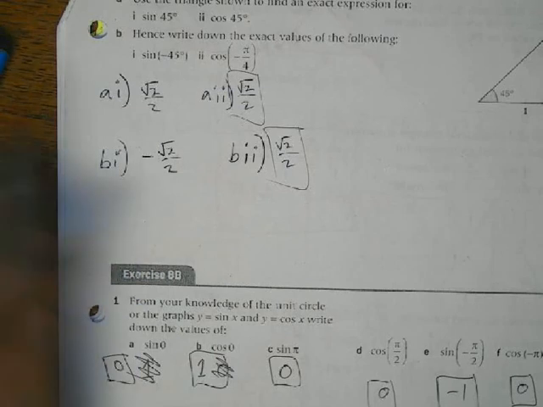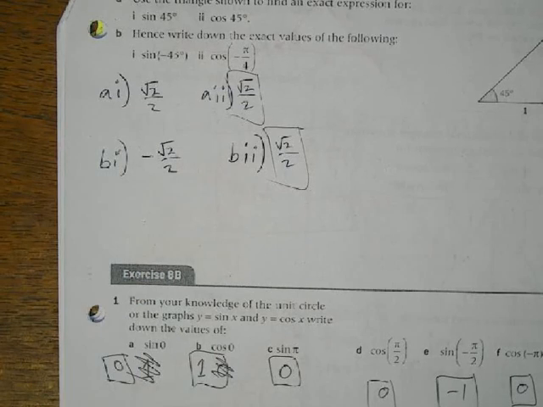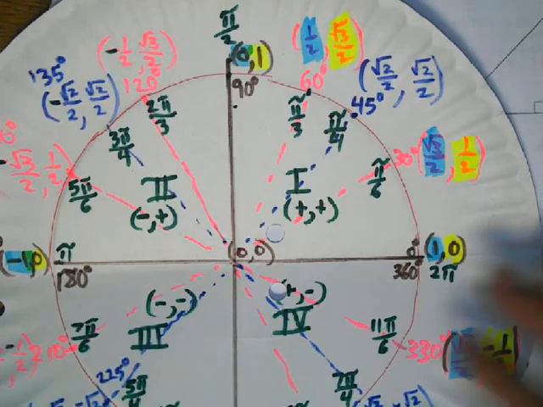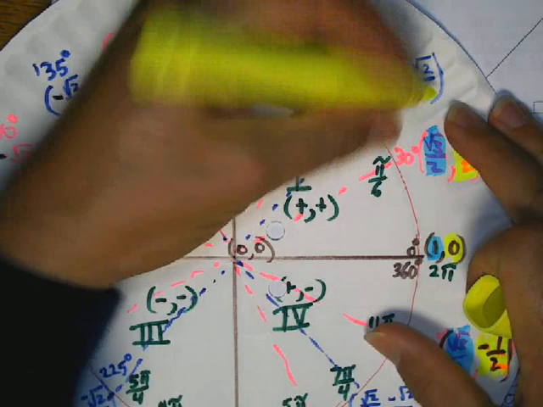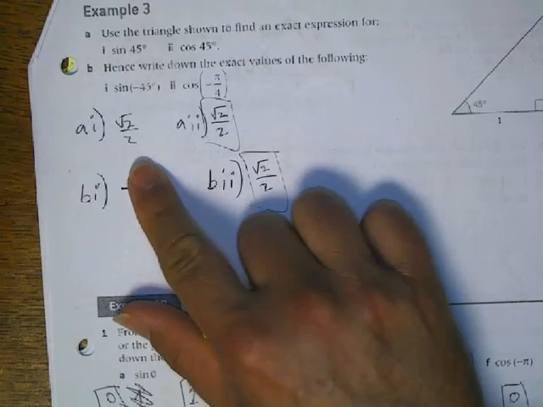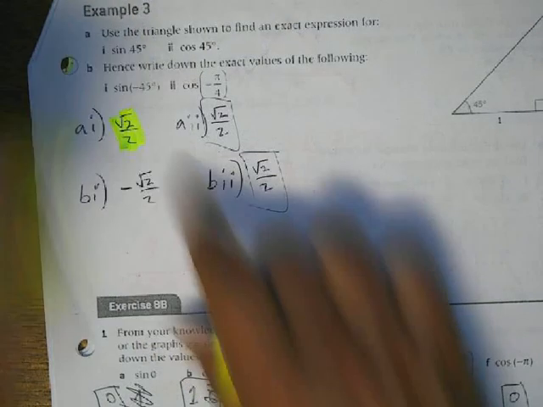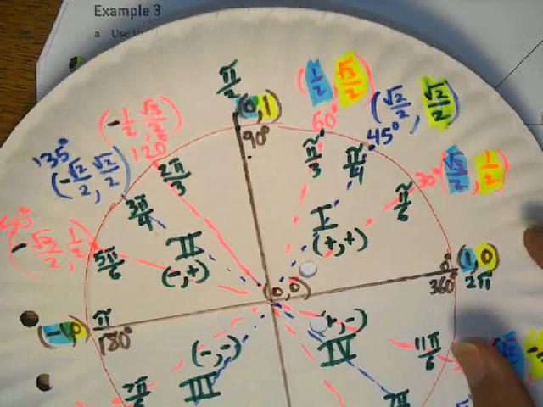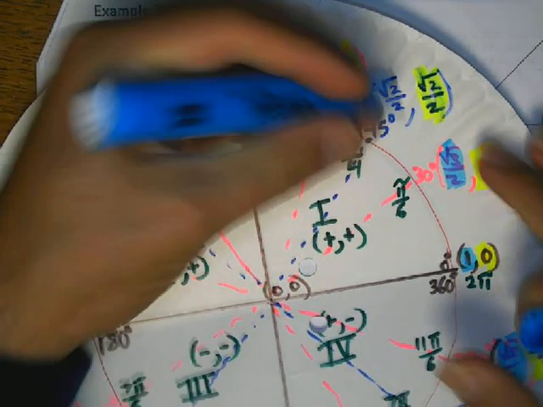Okay, if I want to find sine of 45, I can get my circle. Sine, as we know, is the y value, and the y value is going to get me radical 2 over 2. Cosine of 45 is going to give me the x value, and we know the x value is radical 2 over 2.